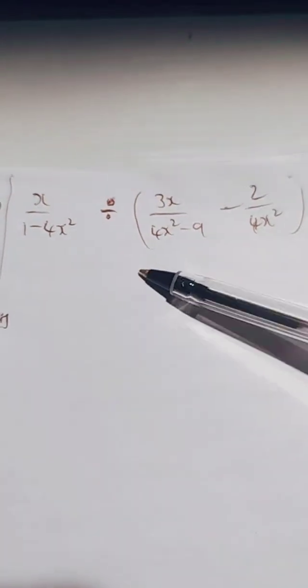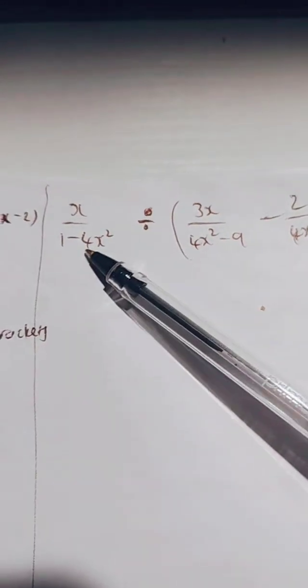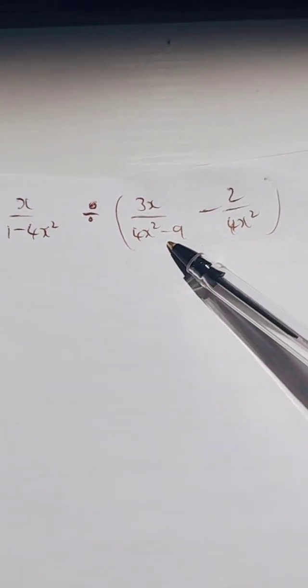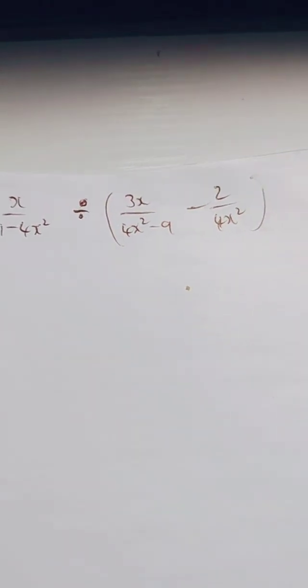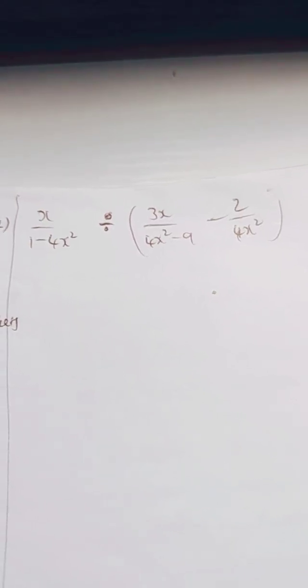Anyways, let's continue. Let's finish off this. x over 1 minus 4x squared divided by brackets 3x over 4x squared minus 9 minus 2 over 4x squared, close the bracket. So that is the last question that I'm going to do for the night.